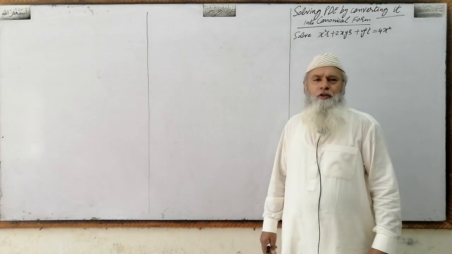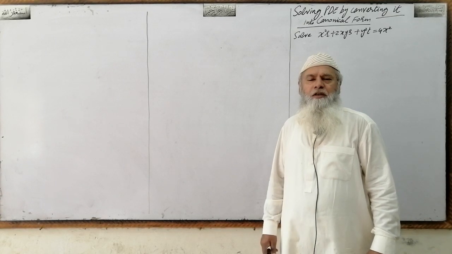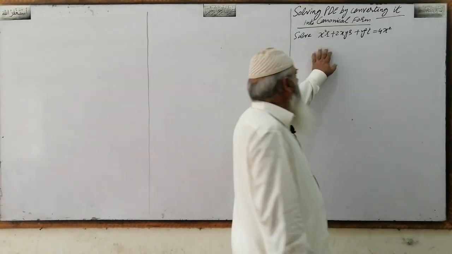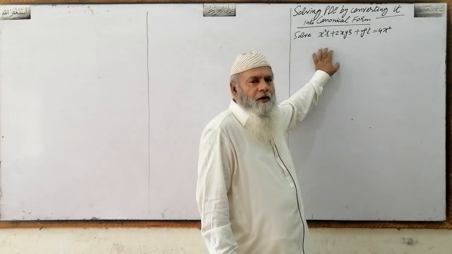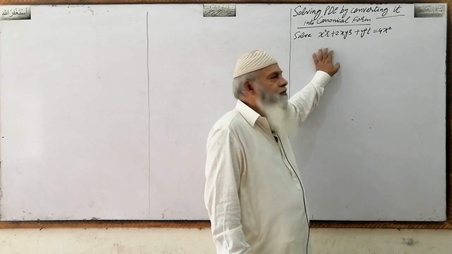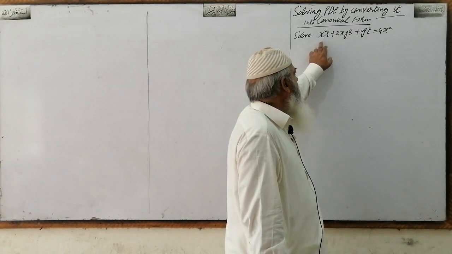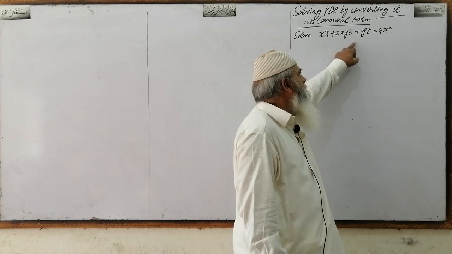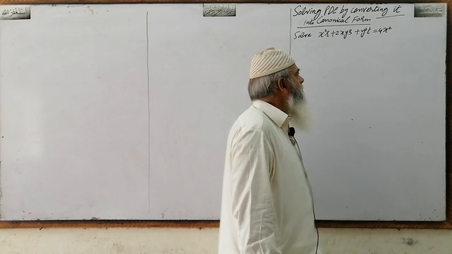Bismillahirrahmanirrahim. Viewers, today we are going to discuss the method for solving PDE by converting it into canonical form. Just to illustrate the method, we consider this partial differential equation and we solve it by converting it into canonical form. Look at the question: x square r plus 2xy s plus y square t is equal to 4x square.